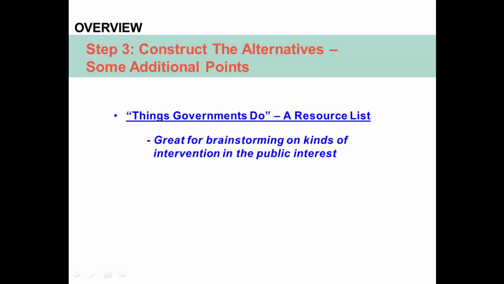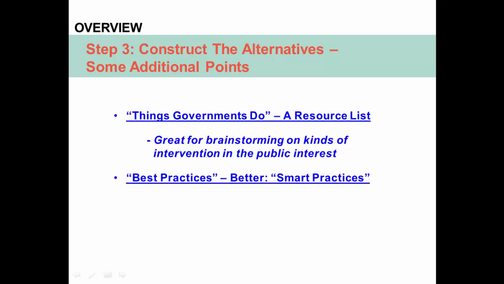This is a great resource list for purposes of brainstorming on kinds of intervention in the public interest based upon observation and practice. It's a great starting point for coming up with your own wonderful ideas that you will list at this stage of the Eightfold Path.